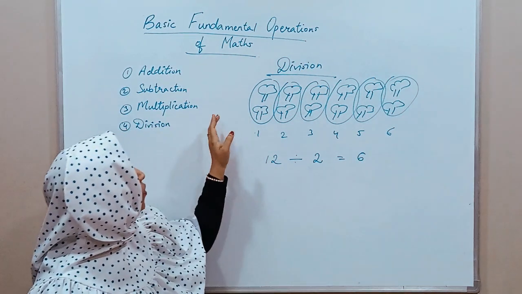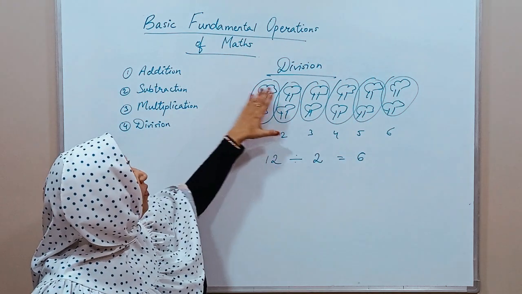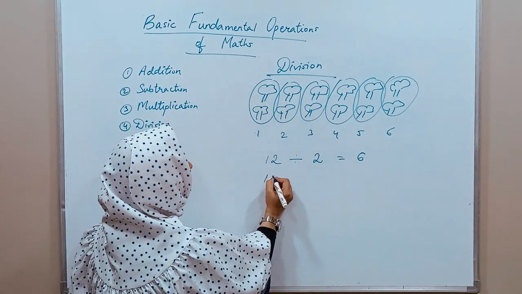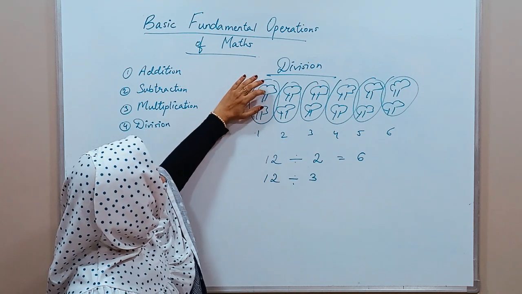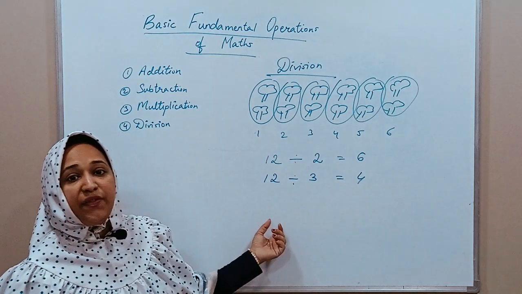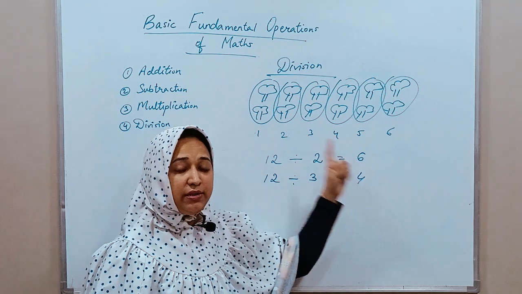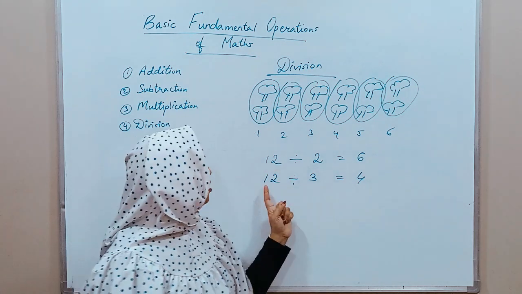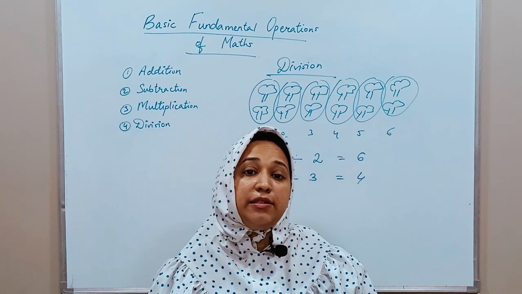Now if I have to divide these 12 trees into 3 equal parts, making groups of 3s. So if I say 12 divided by 3, that will make it 4, right? 12 divided by 3 is 4. The other way, 3 times 4 is 12, right? So dividing a bigger group into equal parts is division.